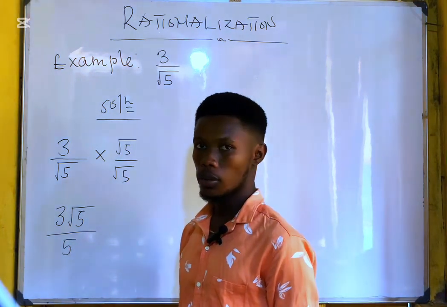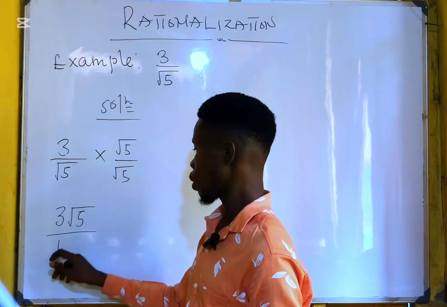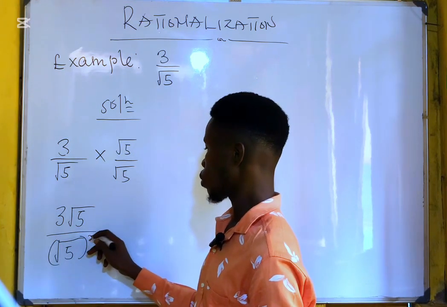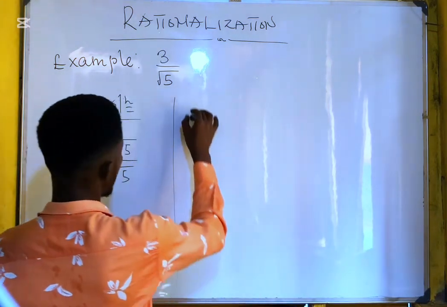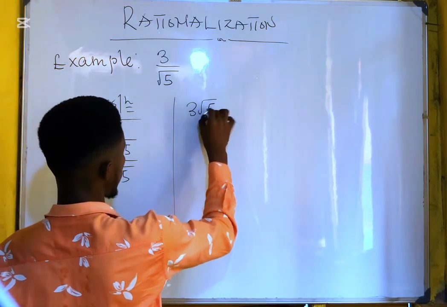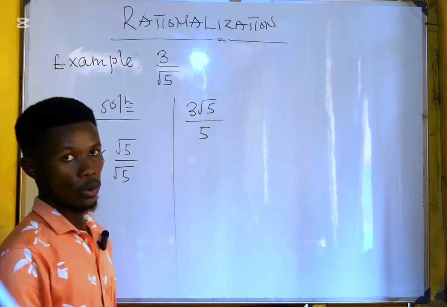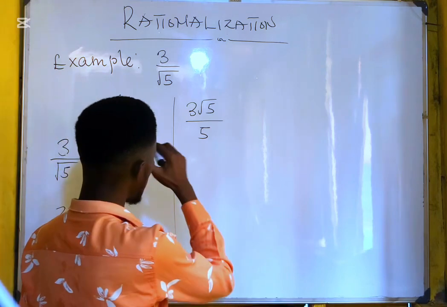5. Is that okay? But if you have watched the previous one, you know why I'm writing 5, because this and that will be square. So the square will cancel this. So that I have 3 root 5 over 5. So this is how we rationalize. Okay. So let's see another example.